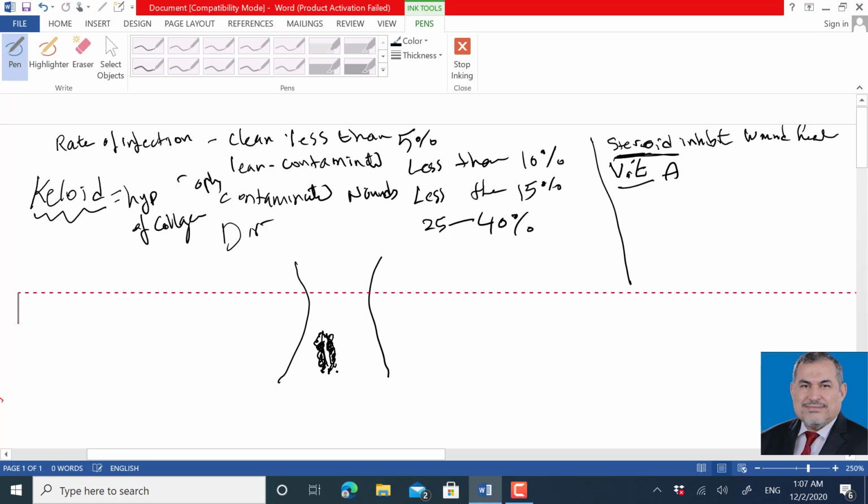Okay, when you excise, should all this be excised? Of course, if you excise it totally, it will recur. So a thin circumference of keloid should be left. If you excise totally, there is again recurrence of keloid. But if you excise and leave a thin layer of keloid, recurrence is less.